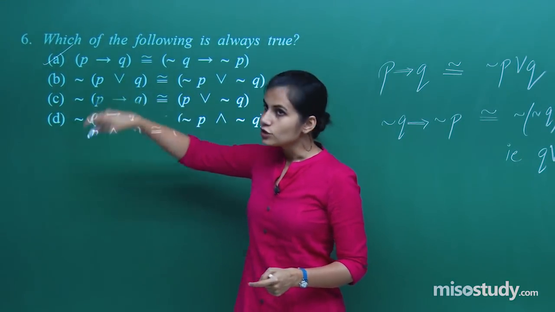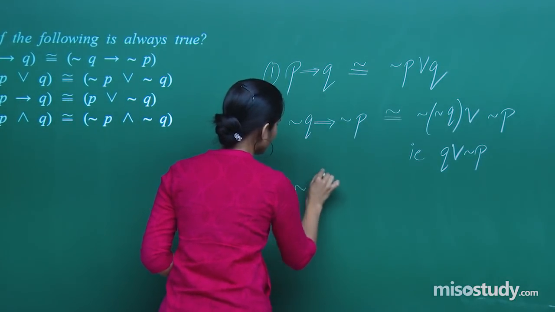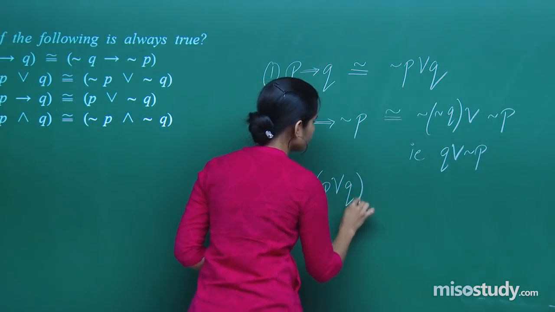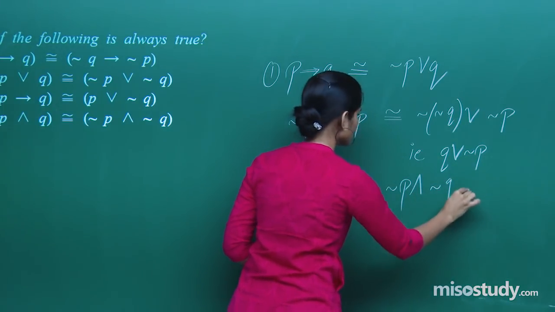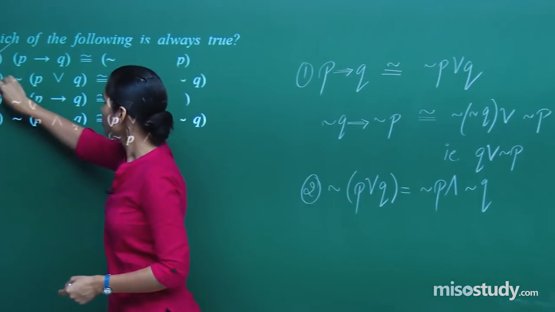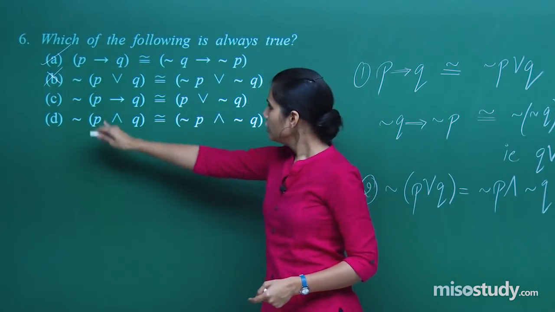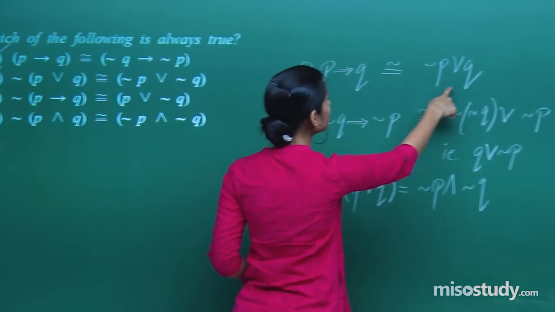Talking about the next, not of P or Q. You know by the rules this is not P and not Q. But here it is not P or not Q. I want and, so this is wrong. Next, not of P implies Q. I just told you what P implies Q is.